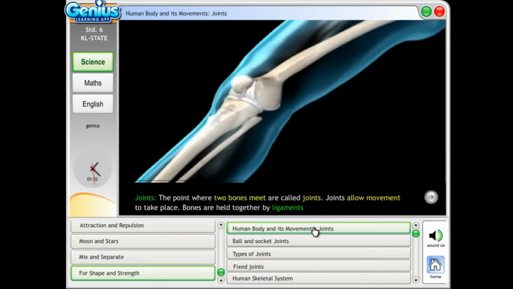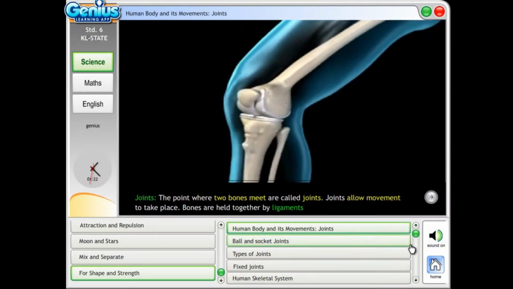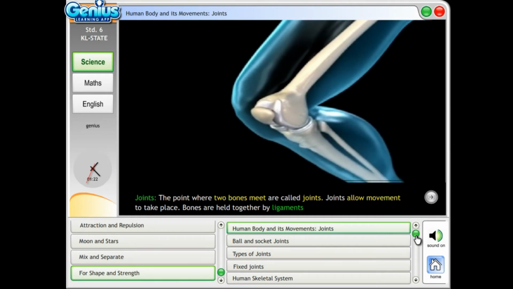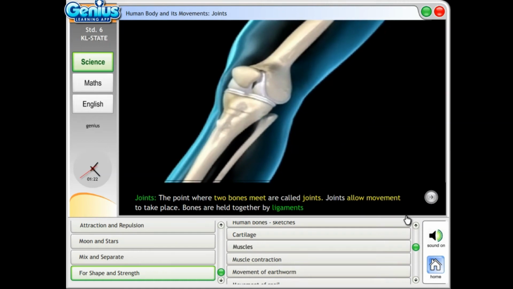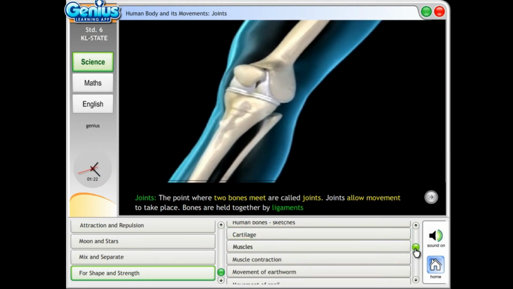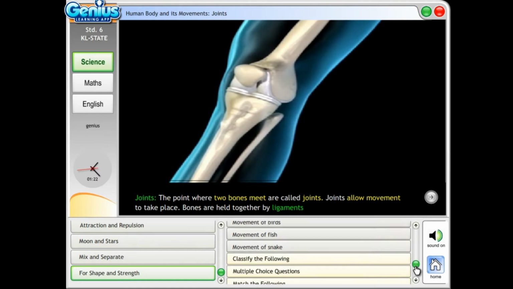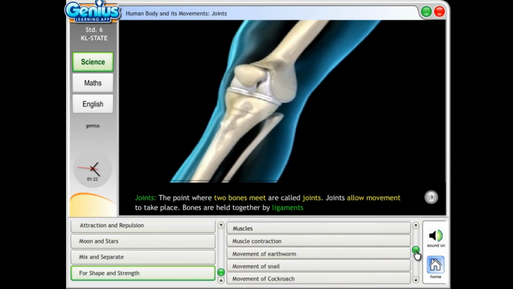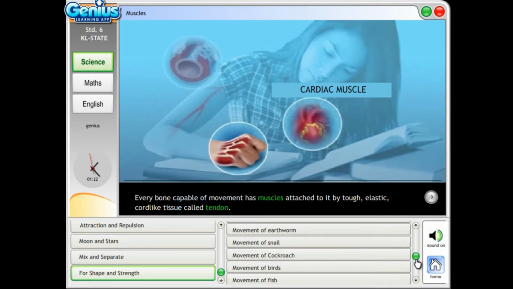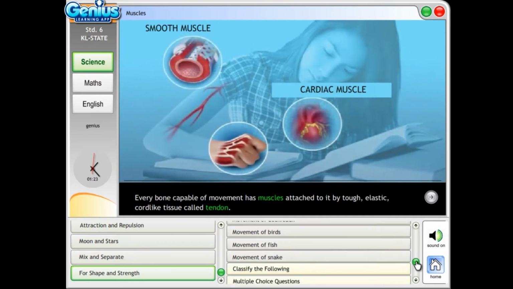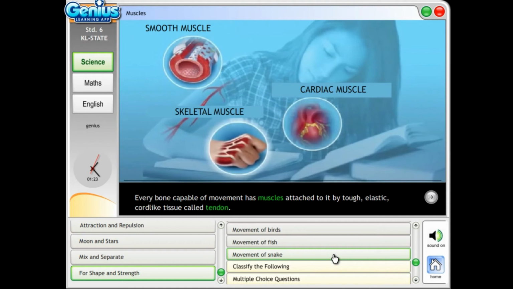Joints, the point where two bones meet. Joints allow movement to take place. Bones are held together by ligaments. Muscles. Every bone capable of movement has muscles attached to it by tough, elastic, cord-like tissue, called tendon.